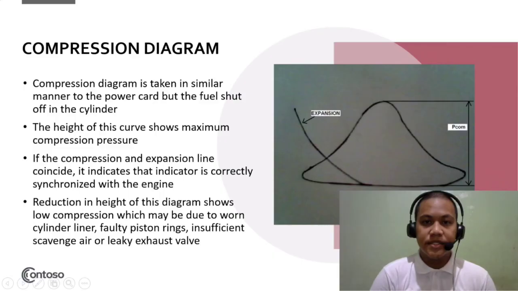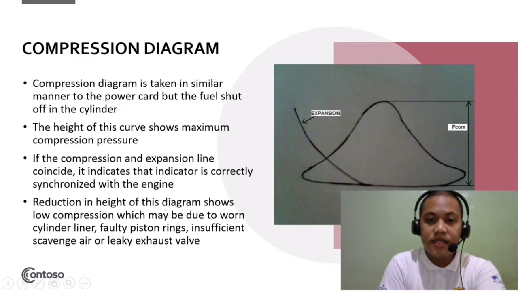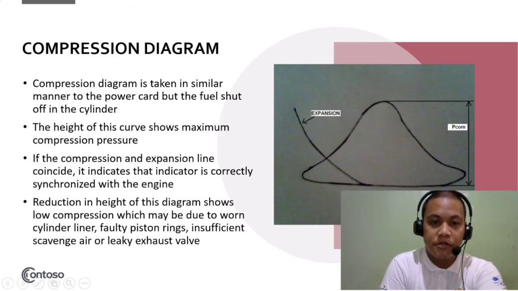But the difference is that the fuel is cut off because we just want to know the compression pressure of the cylinder and the cylinder tightness. As you can see in the diagram, the highest point of the curve is the maximum pressure.